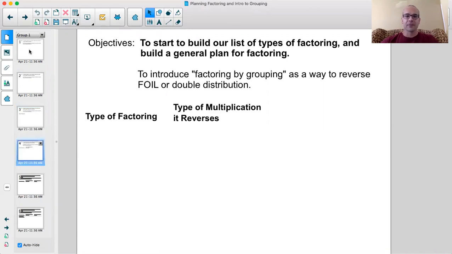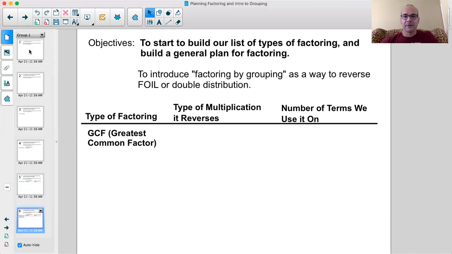Every type of factoring, it's important to know, reverses some type of multiplication. And I think that reminding you of that over and over is helpful because factoring can be pretty tricky. And I think that knowing that it comes from distribution or something like that is going to be helpful. And then finally, this idea of a general plan for factoring, to me, the signal is always the number of terms. That's why I've been highlighting that so much and emphasizing it.